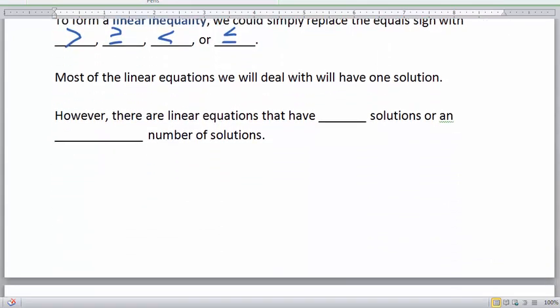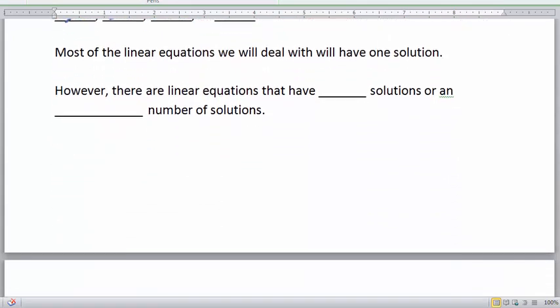Now, generally speaking, and this is probably 99.9% of what you've dealt with in the past, most linear equations are going to have one solution, a single unique solution. However, there are instances where linear equations can either have no solutions, zero solutions, or they also can have an infinite number of solutions. Again, these don't occur frequently. However, they can show up.